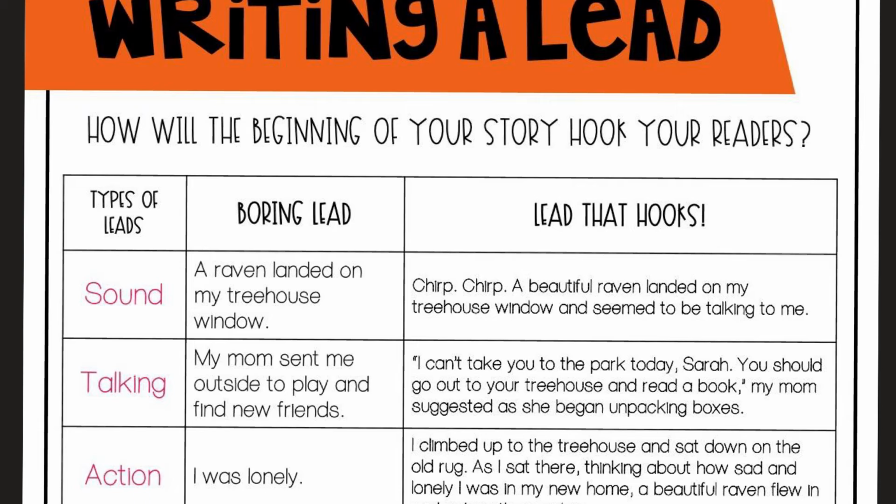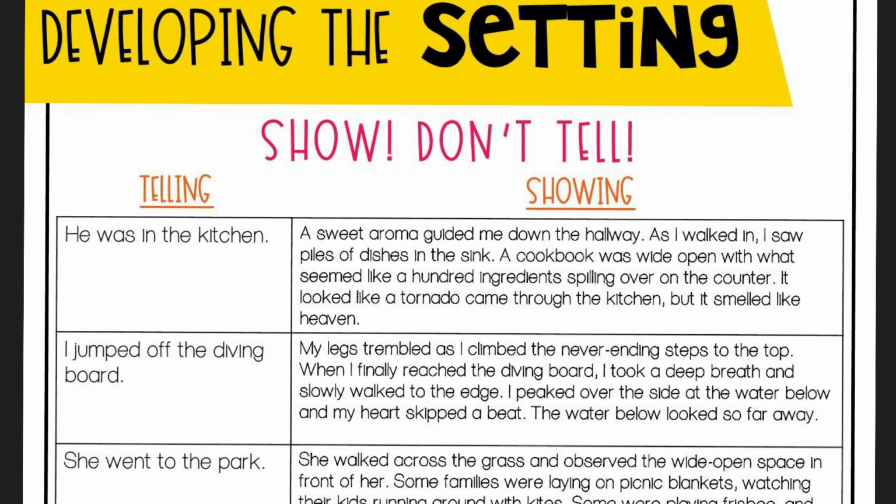And then a boring action lead would just be to say, I was lonely. But a lead that hooks would be, I climbed up to the treehouse and sat down on the old rug. As I sat there thinking about how sad and lonely I was in my new home, a beautiful raven flew in and sat on the window. Okay, so we have to think of an exciting way to hook people in when we're writing, and that's our lead. We don't want to have boring leads.